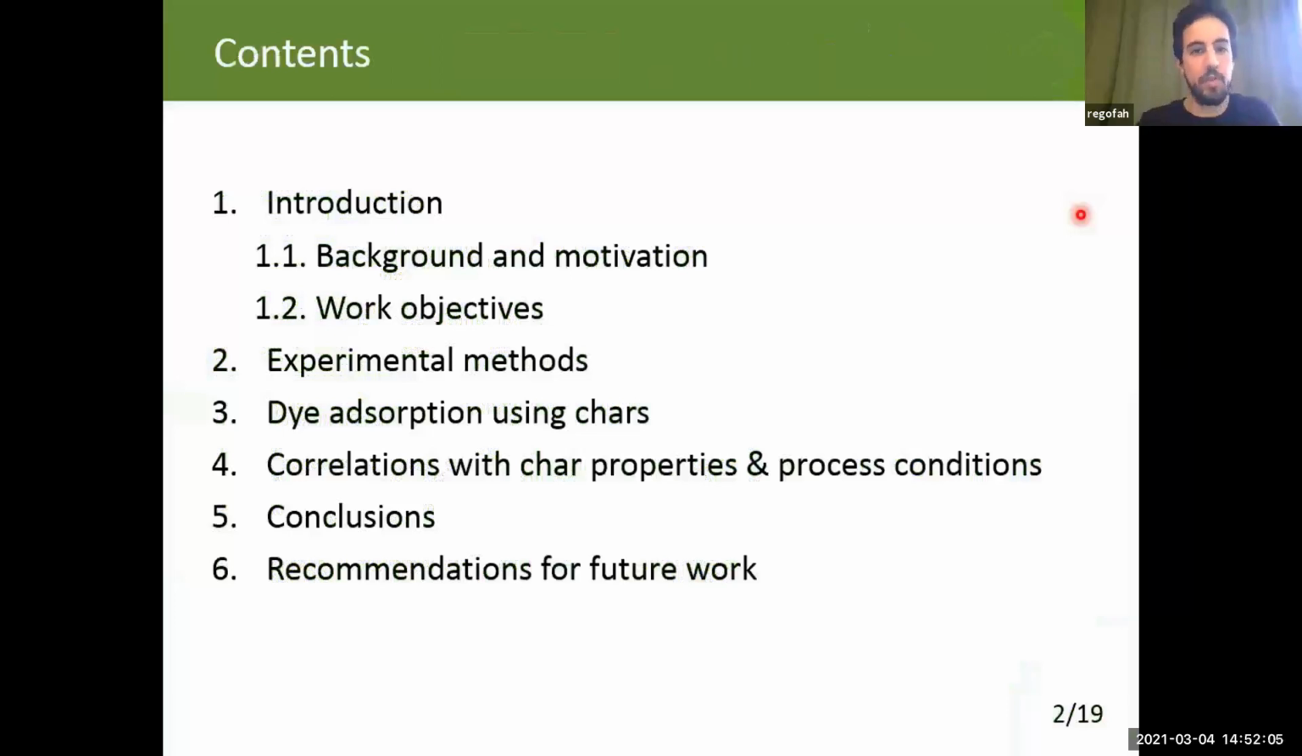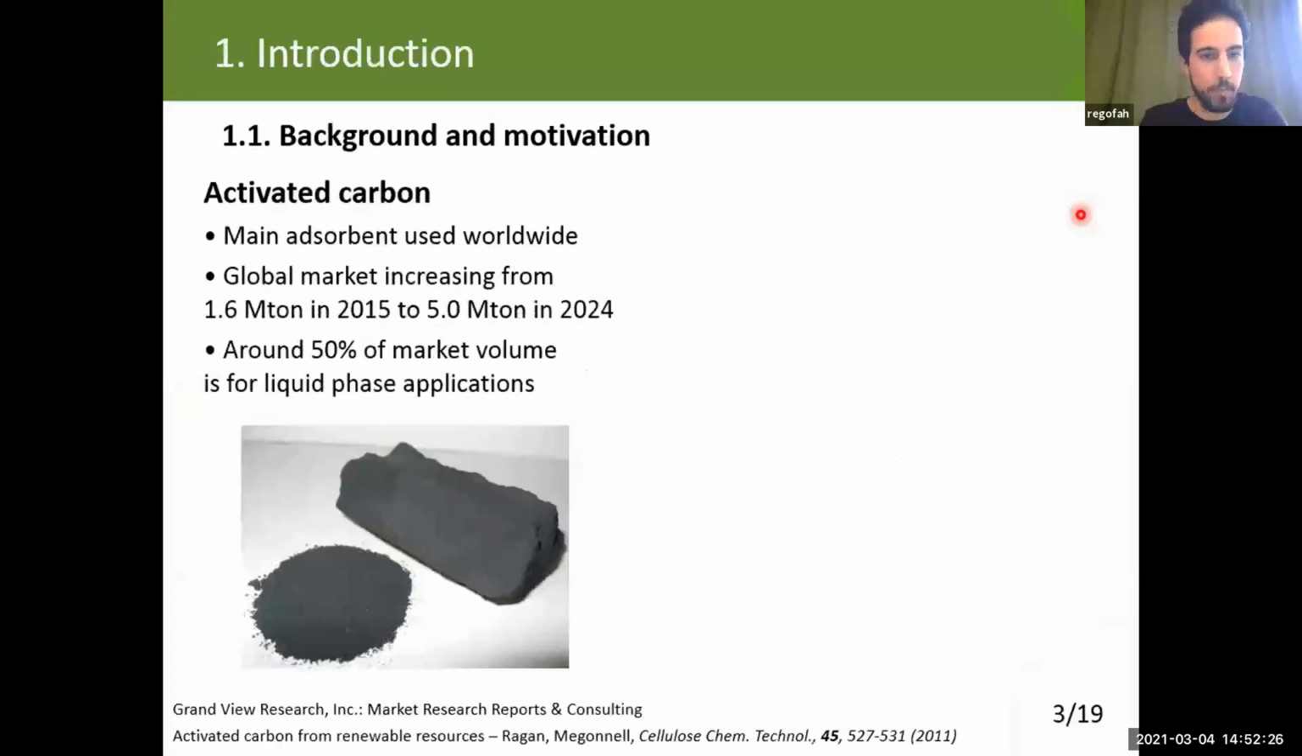So I'll give a brief introduction to the research, why I'm doing it, what the objectives are, describe the methods I'm using, show you some results from removing a dye from water, how it relates to the char quality and the slow pyrolysis conditions, and then we can have some discussion around what I found.